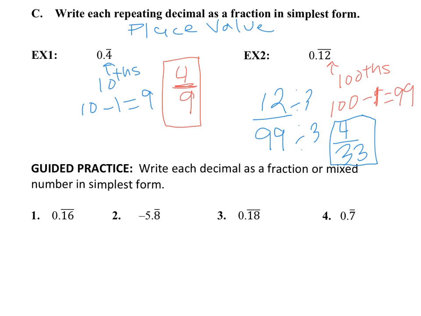Now go ahead and go over the guided practice by answering questions 1 through 4. Make sure you pay attention again to place value, and don't forget, because you want it to repeat, you need to subtract one value away from that place value. And also, if you're writing a mixed number, pay very close attention if you have a whole number, to always put that in the front.